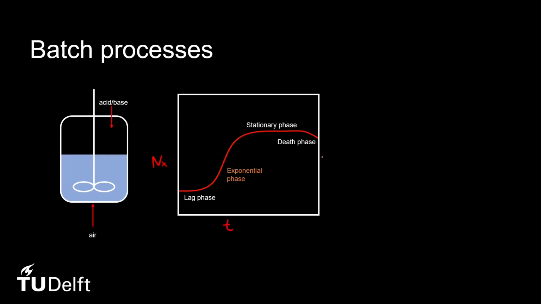So what kind of parameters do we have to look at? Well, the first thing is the mass of our broth. In general, we say that the mass of the broth of a batch system will remain constant. But in this case, we have a bit of acid and base addition, which are liquid streams. Therefore, the mass of our broth will slowly increase over time.